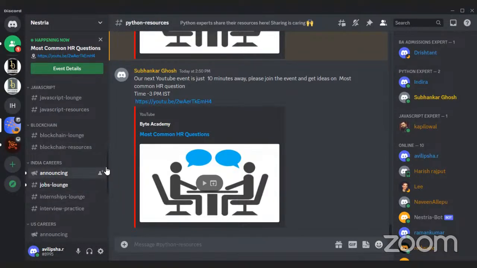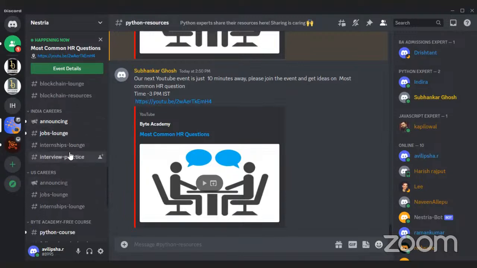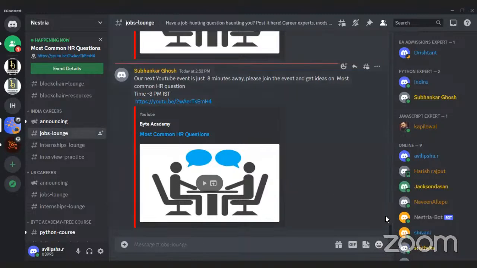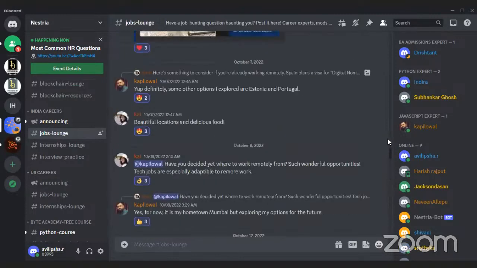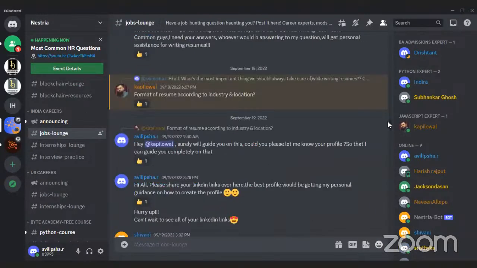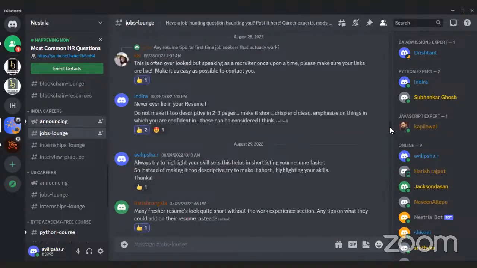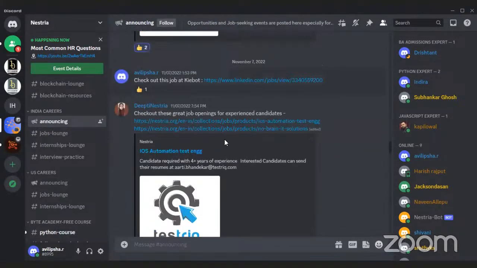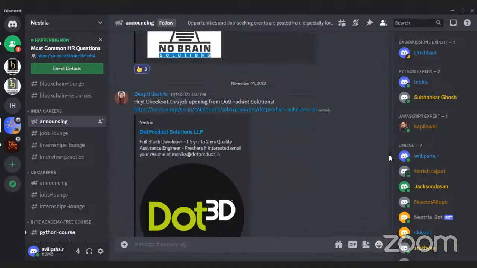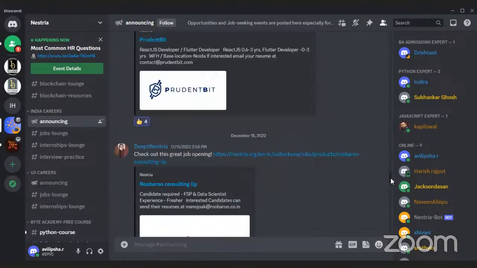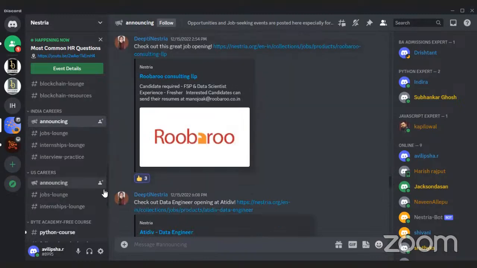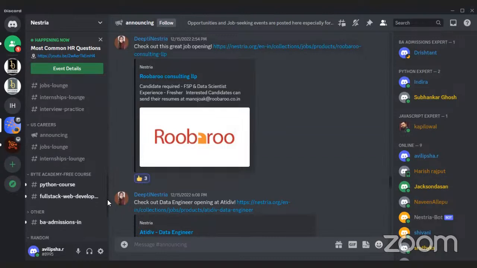And for the India careers, you can find many jobs, and you can apply to us directly. You'll find a lot of jobs over here. From the announcing section, you can find all the current job openings. You can have a look at them and apply directly from here. And then we have internships launch, where you'll get to know a lot about the internships, the current scenario and trends.